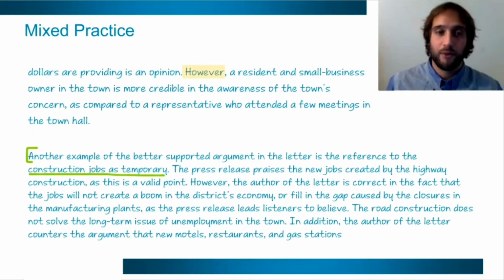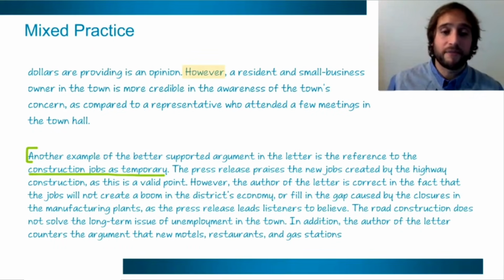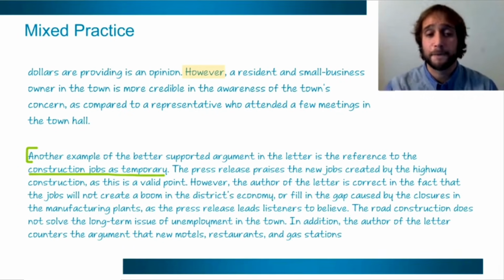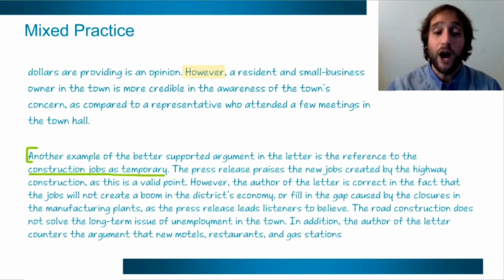Another example, or, furthermore, the author provides support for his or her argument by referencing the construction jobs as temporary solutions to the sort of job crisis in the area. Great point to make here. I think it's my favorite point other than this study. Now we need to explain how those construction jobs being temporary helps bolster this person's argument.